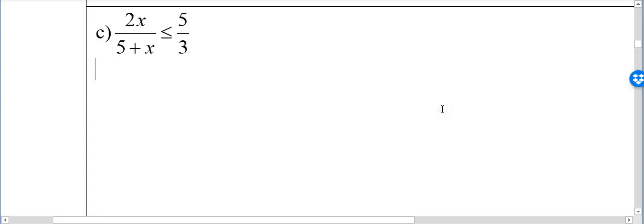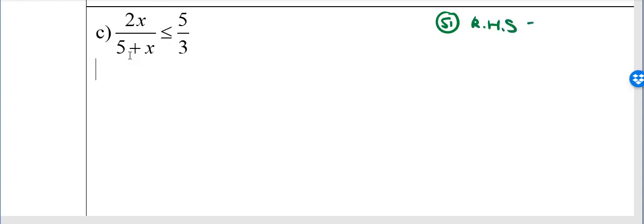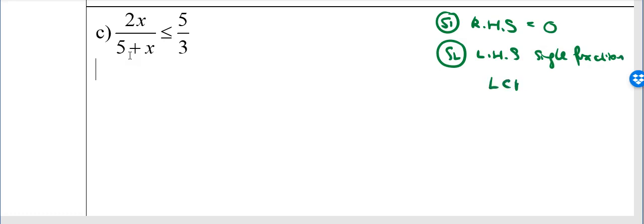Okay, students, let's start with question C. Okay, so again, look into this. You have a fraction, yes, a rational. So again, what will be your first thing? As usual, step 1, first thing in your mind, your right hand side to be 0. Step 2, what's your step 2? Yes, your left hand side to be a single fraction. In other words, you need to get your lowest common multiple. Okay, so let's start.